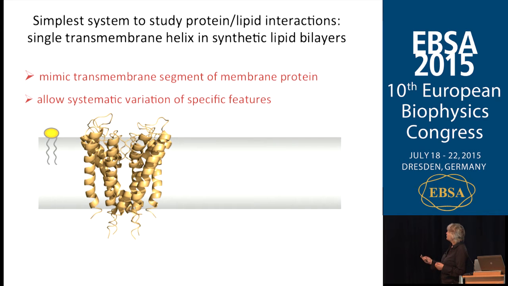Well, this looks quite easy, but it's not as simple as it looks, because the helix that you then design has to mimic the transmembrane segment of a real membrane protein. But on the other hand, it should also allow systematic variation of the properties of this helix, because only then you can do systematic studies and start understanding things. Now, for the design of this helix, I want to go back a little bit in time, back to 1992.